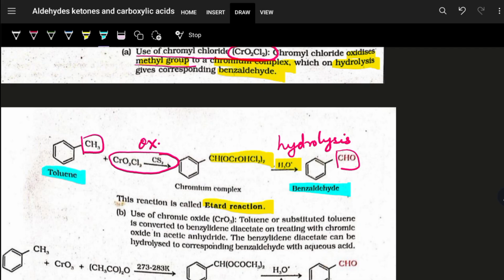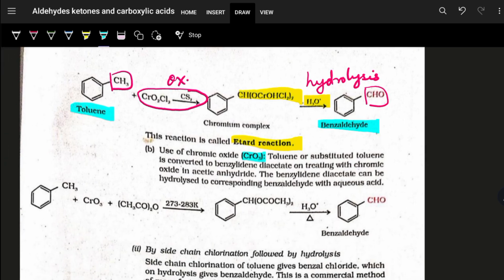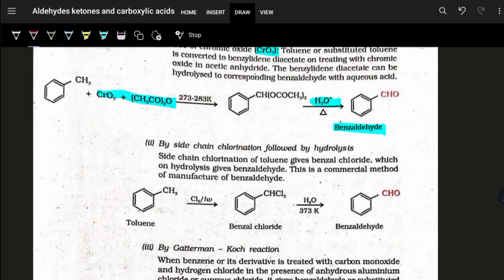by Etard reaction. So next we can go to use of chromic oxide, that is CrO3, which is again an oxidizing agent which is used for a controlled manner of oxidation. So CrO3 in presence of acetic anhydride, we can see over here, undergoes hydrolysis again to obtain benzaldehyde. This again is a method of preparation of benzaldehyde from toluene, though I will suggest you to use this method, Etard reaction, which is much more famous reaction.